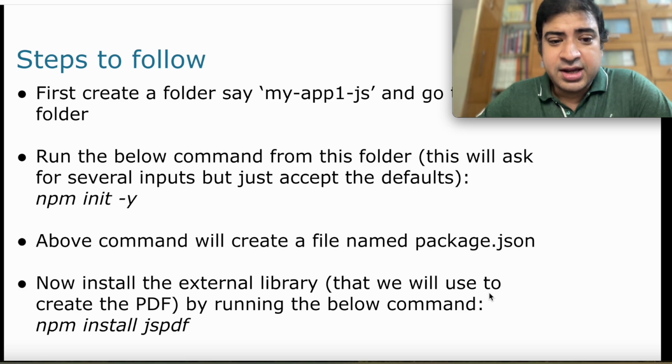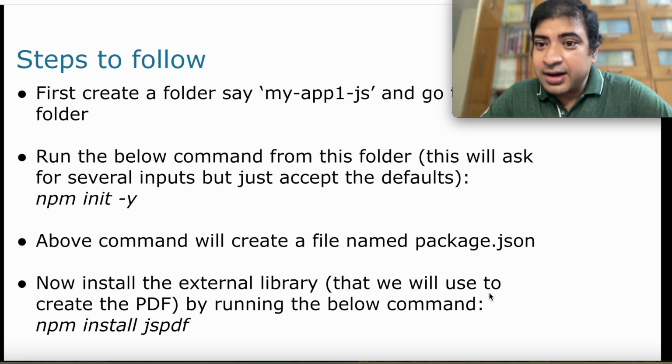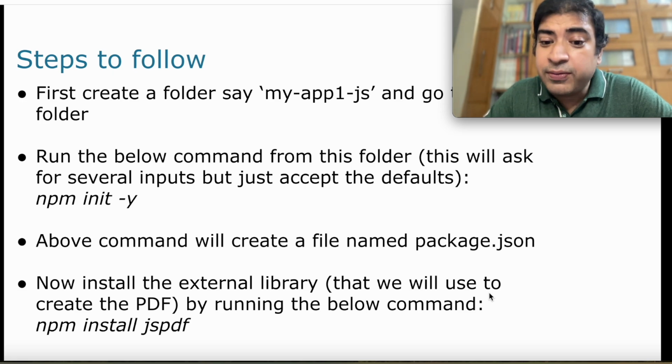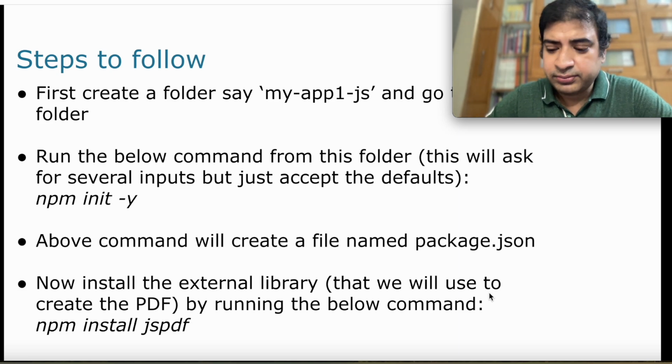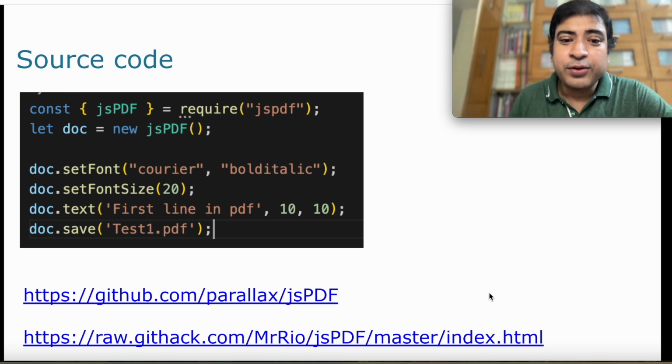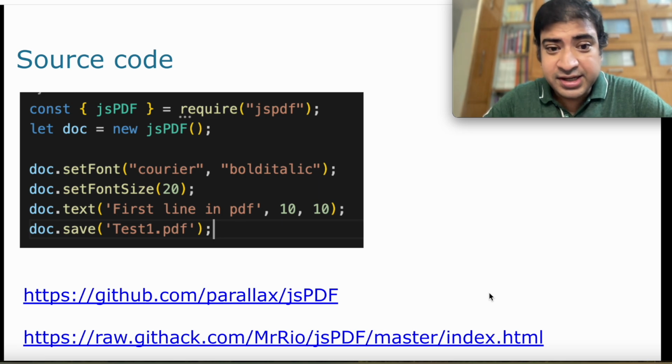And now, once the basic project and the package.json file is created, then if you issue the command npm install and the library name, and here the library name is jspdf, then that library gets downloaded from the internet and gets copied to your local folder within a folder named node_modules. We'll see all of this in a demo. And here is a simple JavaScript code which uses that jsPDF library to generate a simple PDF.